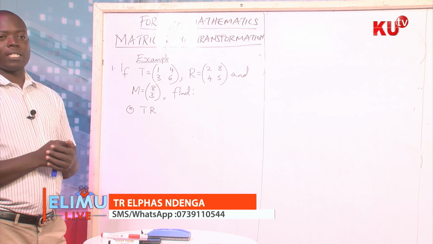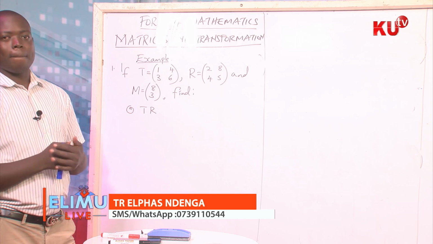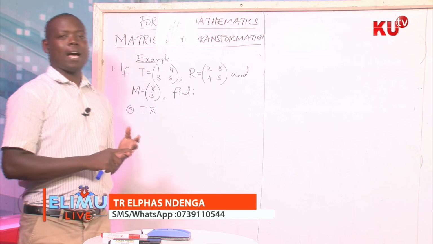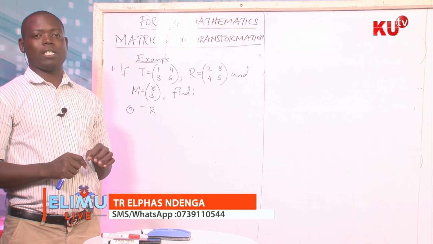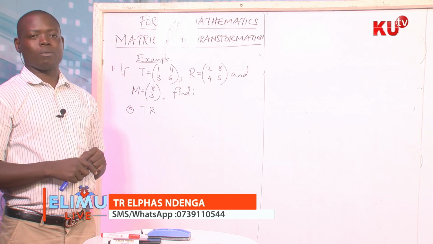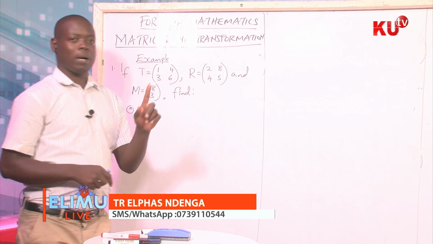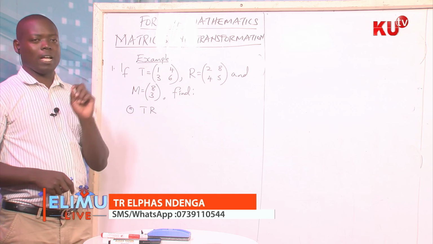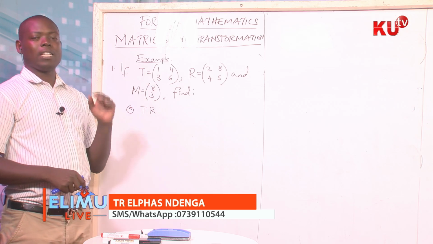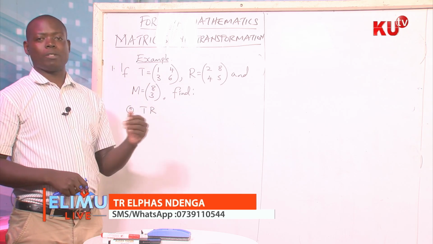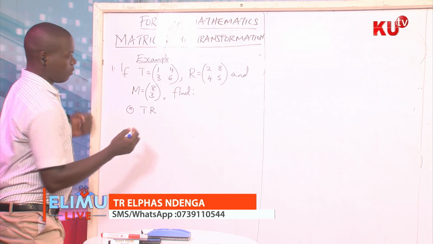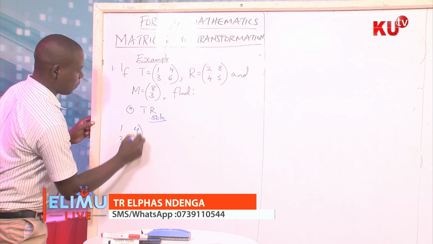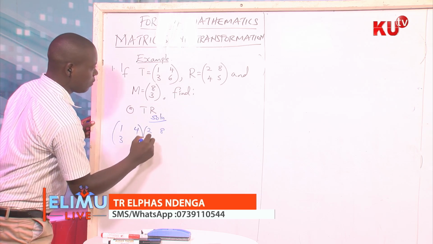Where do we start from, students? Good. We have to identify whether T and R are compatible. Yes, T and R are compatible because they are of the same order, and the order is 2 by 2. If they satisfy that condition, they will be able to proceed and do the multiplication. So we have T as 1, 4, 3, 6, multiplied by 2, 8, 4, 5.